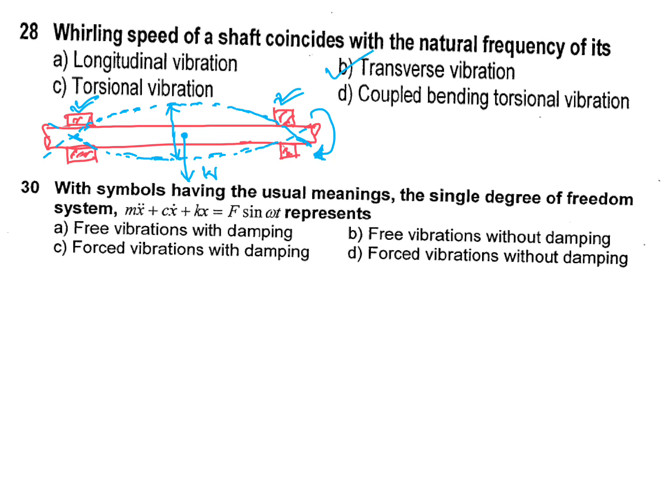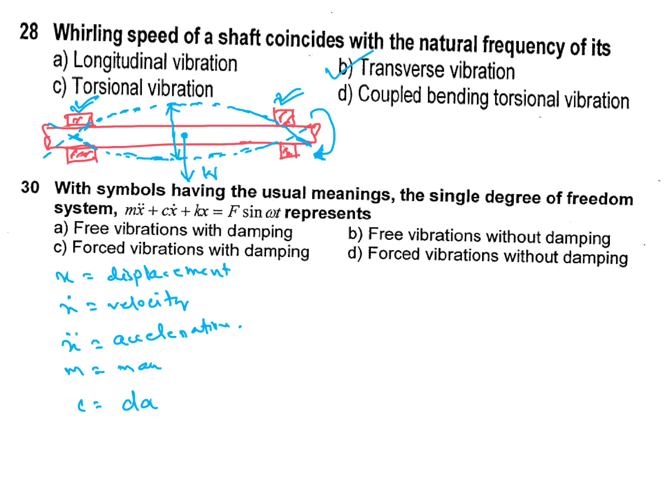Next, with symbols having usual meanings, the single degree of freedom system m x double dot plus c x dot plus k x equal to F sin omega t represents what? We already discussed. x is displacement, x single dot is velocity, and x double dot is acceleration, and m is mass, c is damping coefficient, k is stiffness, and F is force applied.